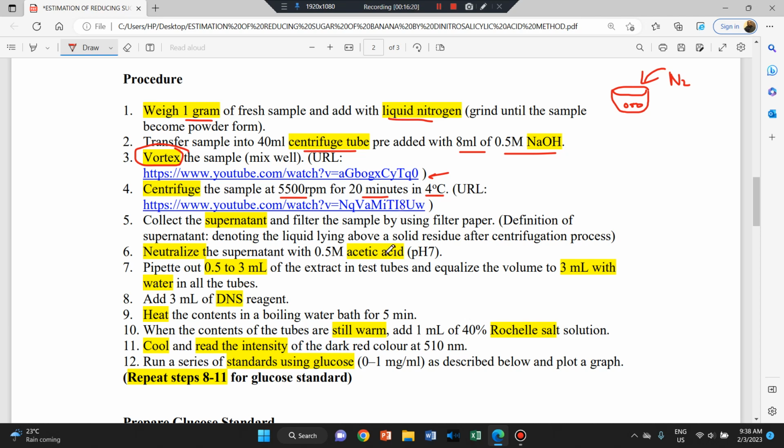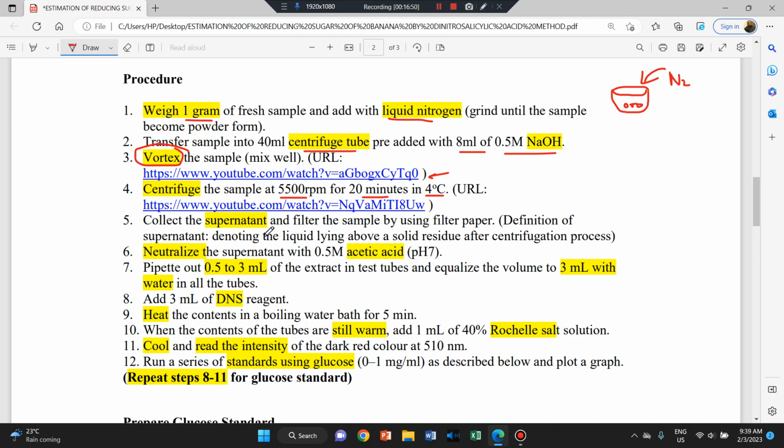Then you collect what is referred to as the supernatant and ensure that you filter it with filter paper in a funnel. That will also be shown. The filter paper is usually Whatman number one, which means very coarse filtration, so it is faster. You take the liquid out while the sediment is thrown away.